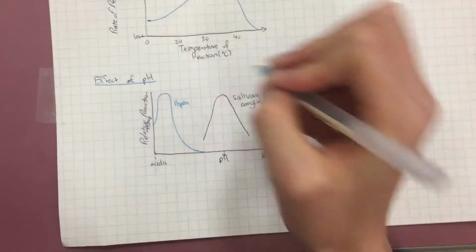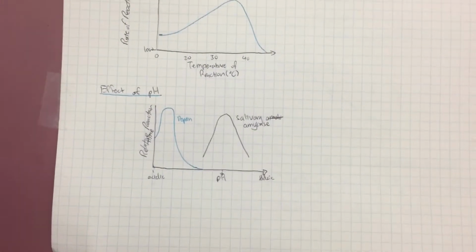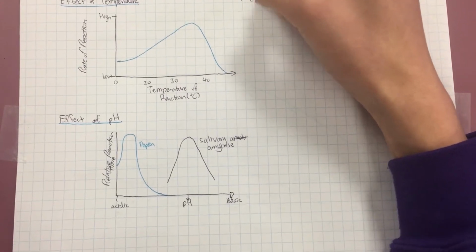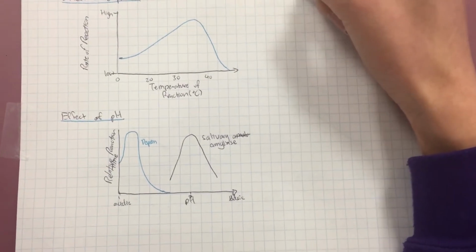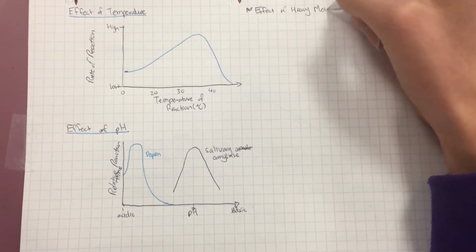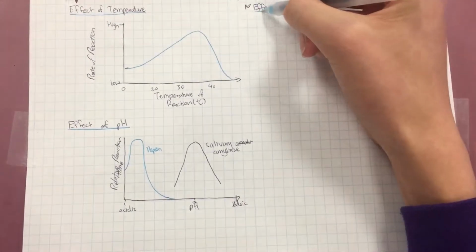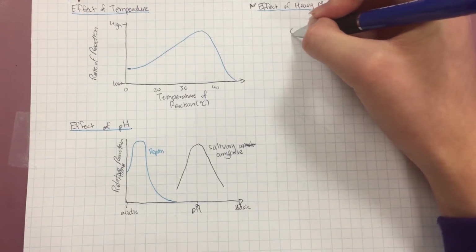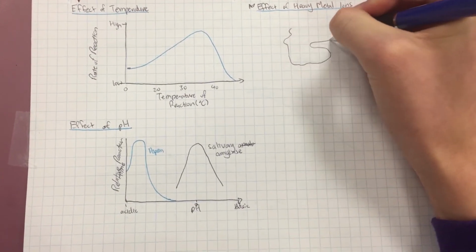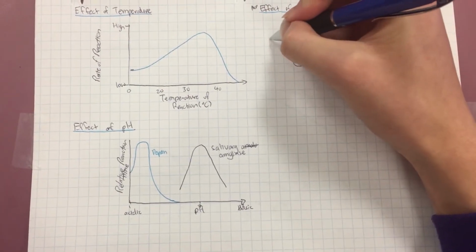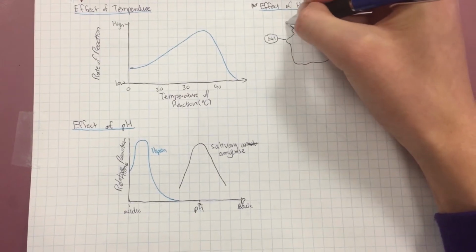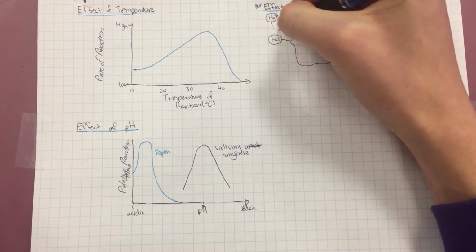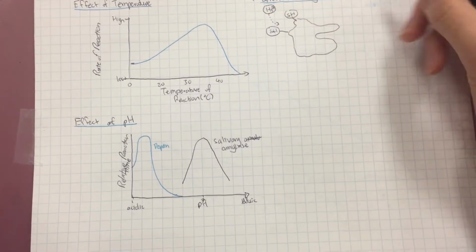Lastly, we have the effect of heavy metal ions. Some heavy metal ions have the ability to bind to an enzyme, like non-competitive inhibitors, causing a decrease in the activity of the enzyme. Common heavy metal ions include lead-2 and mercury-2, which bind to a variety of enzymes, causing long-term and short-term health effects. For example, lead and mercury ions are both neurotoxins, since they can cause permanent brain damage.